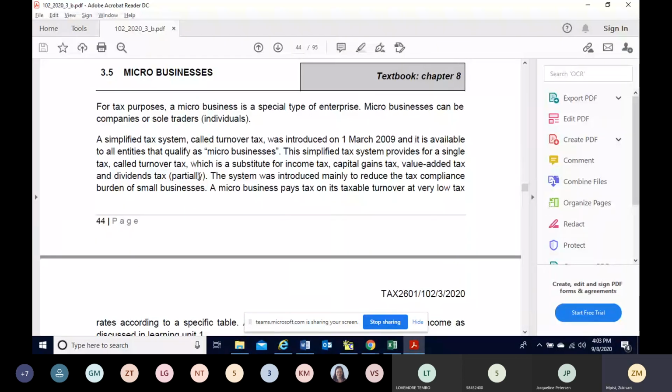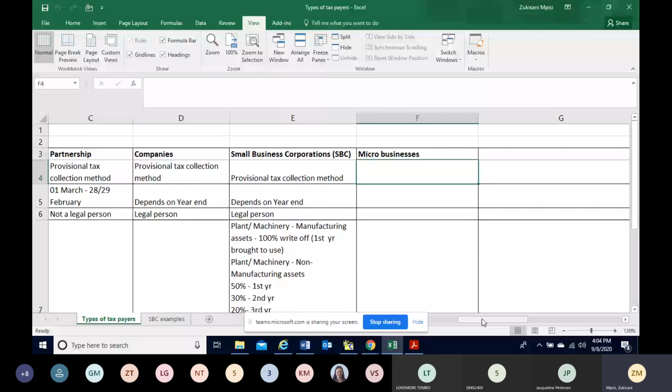So you are told that for tax businesses, a micro business is a special type of an enterprise. Very important for you to please note, a micro business can be a company or a sole trader.